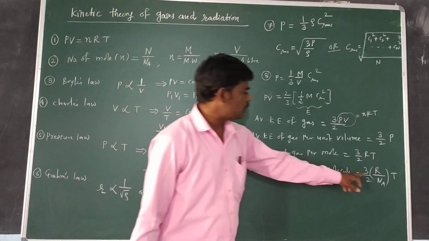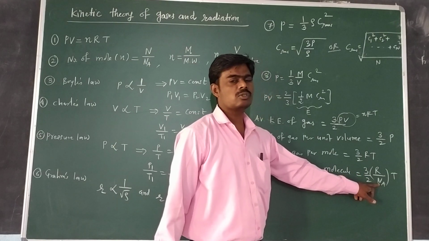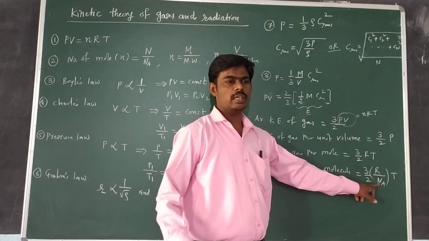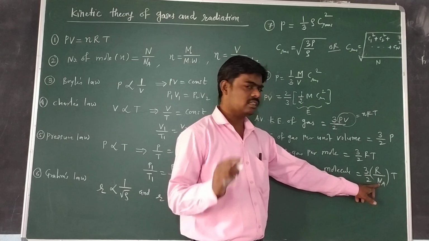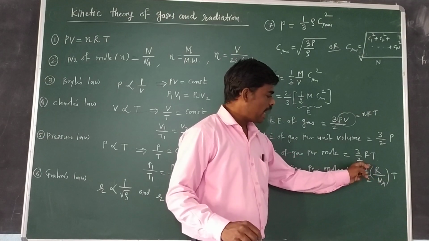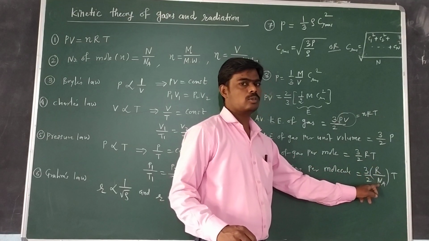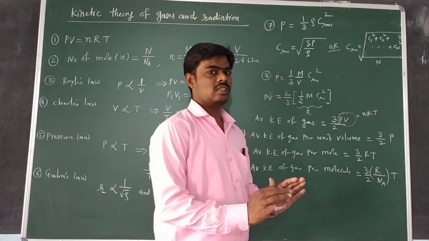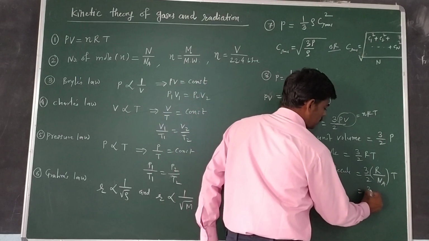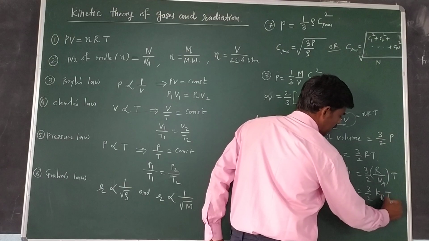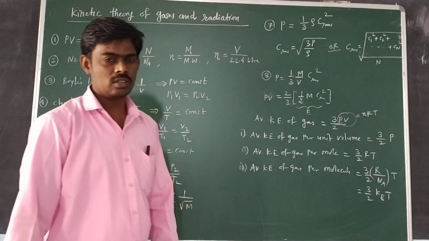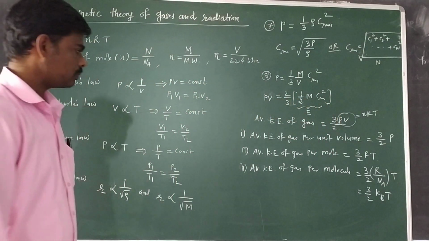So Avogadro's number is nothing but 6.023 into 10 raised to the power 23. That is, it is represented by N. So gas constant divided by Avogadro's number is nothing but Boltzmann constant, represented by kB. Average kinetic energy is 3 by 2 kB T.